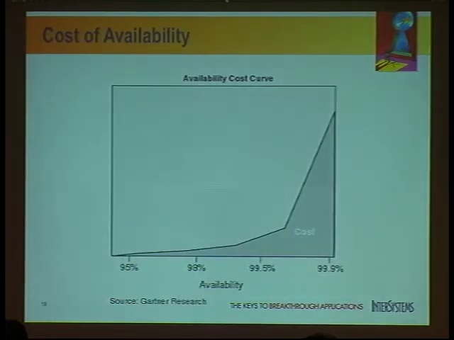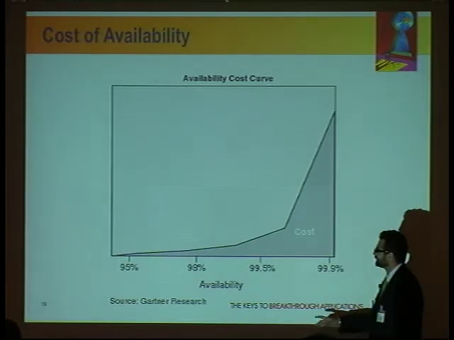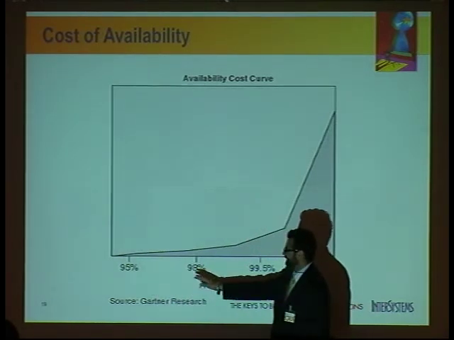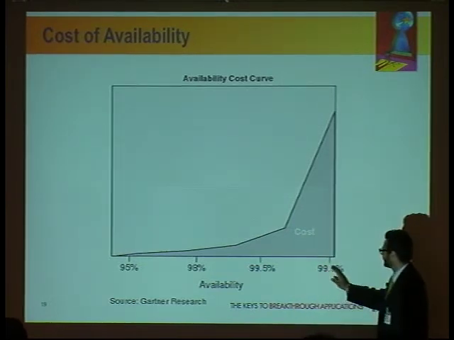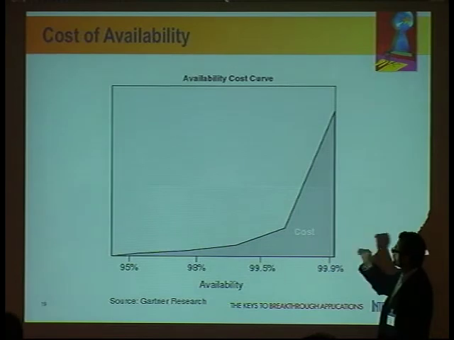So what we looked at was this graph from Gartner, which is a really nice graph. What this shows is the level of availability on the x-axis. It starts from 95%, and it stops at 99.9%. So this is 3 nines, okay?